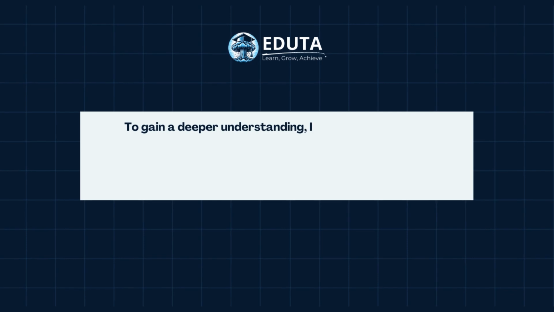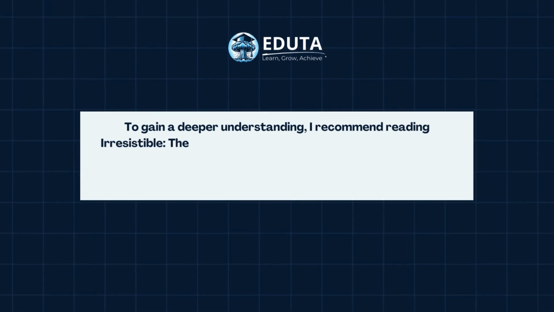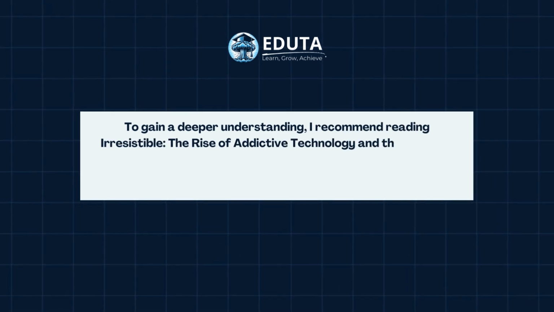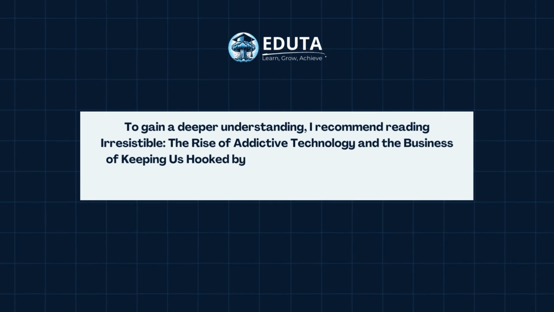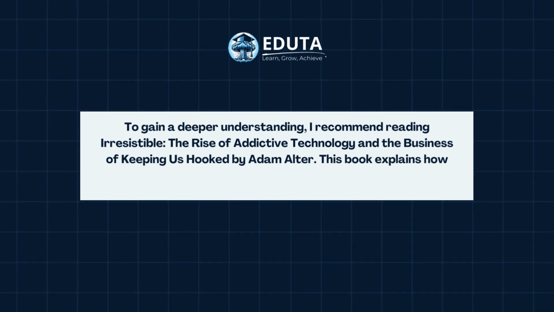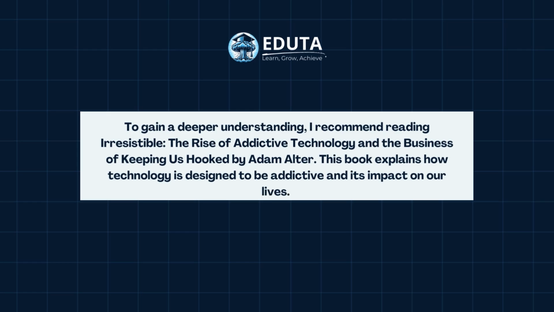Further reading. To gain a deeper understanding, I recommend reading Irresistible: The Rise of Addictive Technology and the Business of Keeping Us Hooked by Adam Alter. This book explains how technology is designed to be addictive and its impact on our lives.